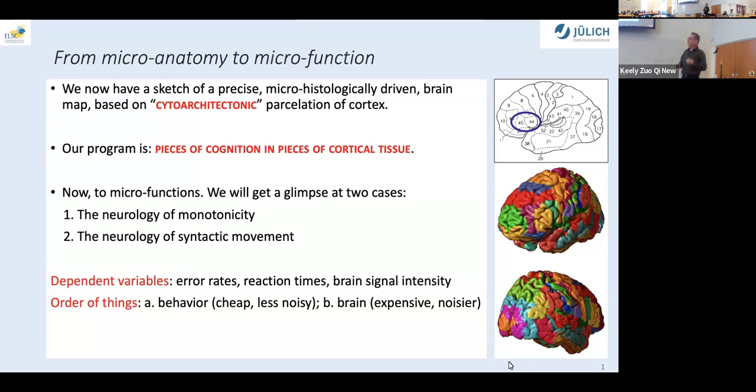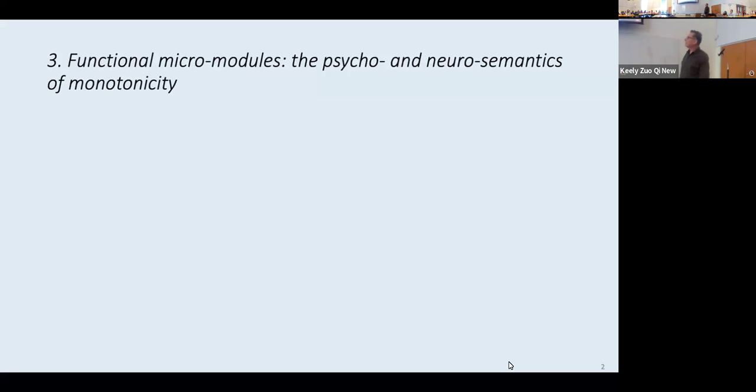I never subjected any brain to a test before I made sure that this experiment works outside of the magnet, namely just in some basic experiments. So we're going to start off with cheaper, less noisy behaviors and continue to more expensive ones.